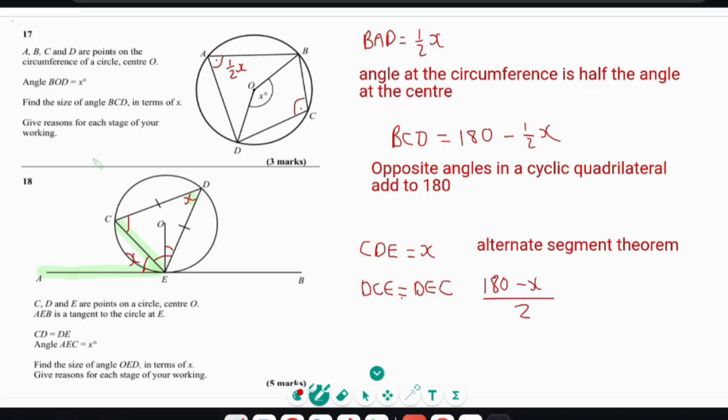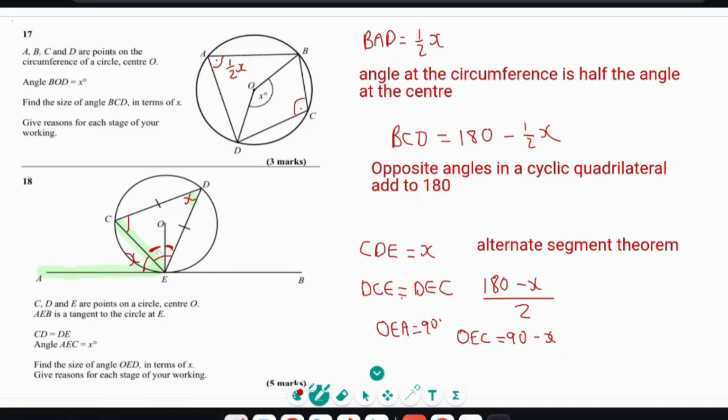Okay, so we actually want to work out here angle OED, which is this one here. Nope, it's not that angle. OED is this angle here. That's what we're working out. But we know we can work out OEC next because we know OEA is 90 degrees. So OEA, that one, it's a right angle. So OEC is 90 minus x.